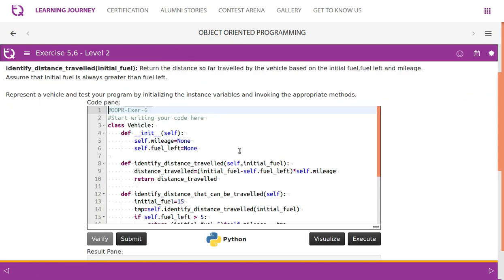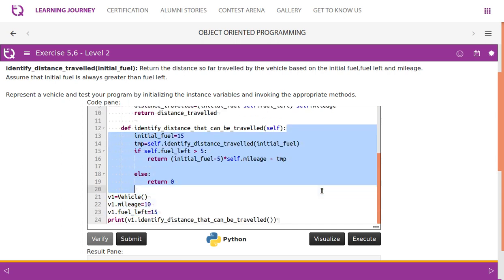Look at this. We have taken mileage and fuel left as public attribute parameters. Attributes are properties or data members. Then we have two methods: identify distance traveled and identify distance that can be traveled. So to identify the distance traveled, we need to take the initial fuel and current fuel.